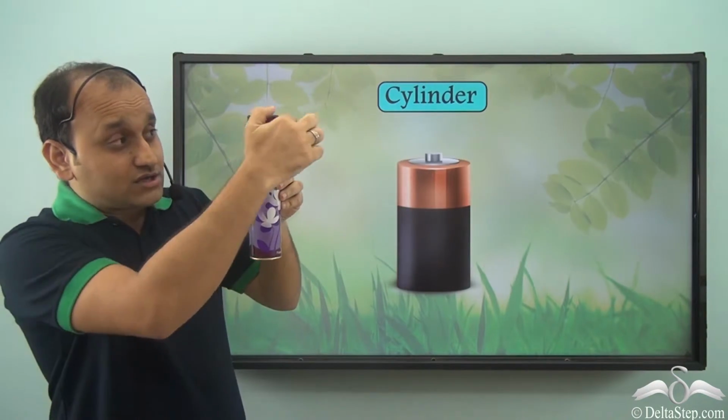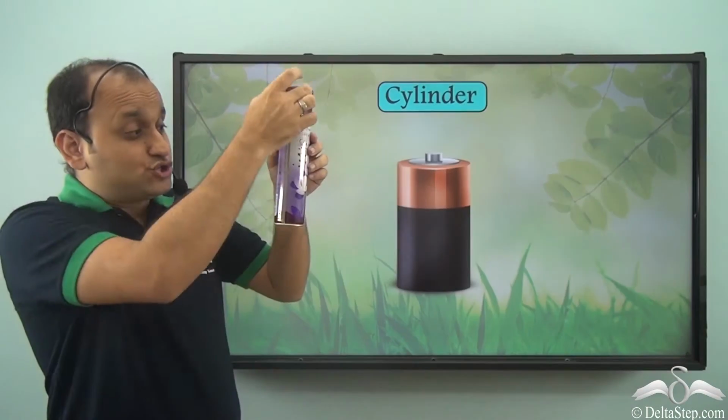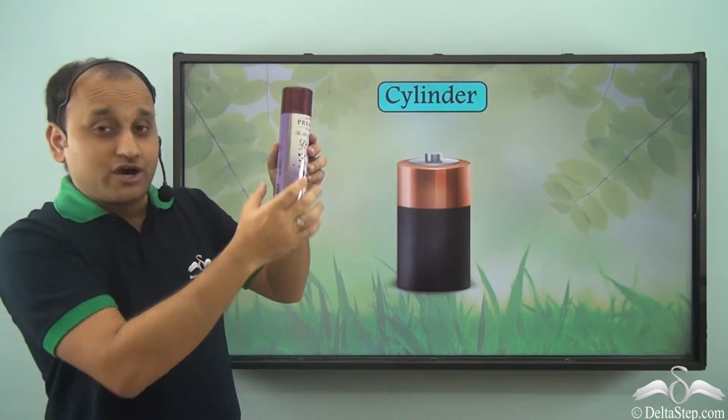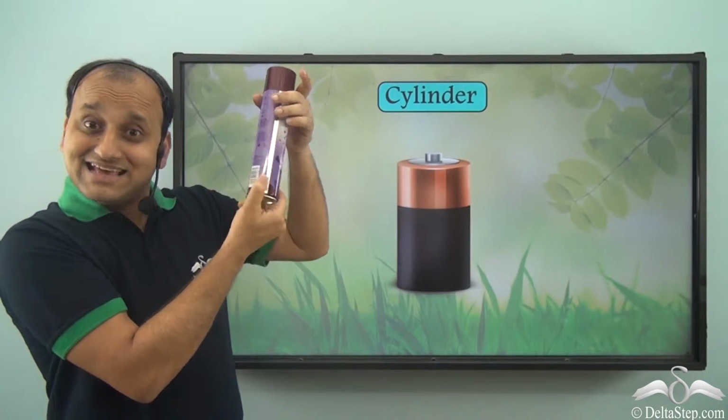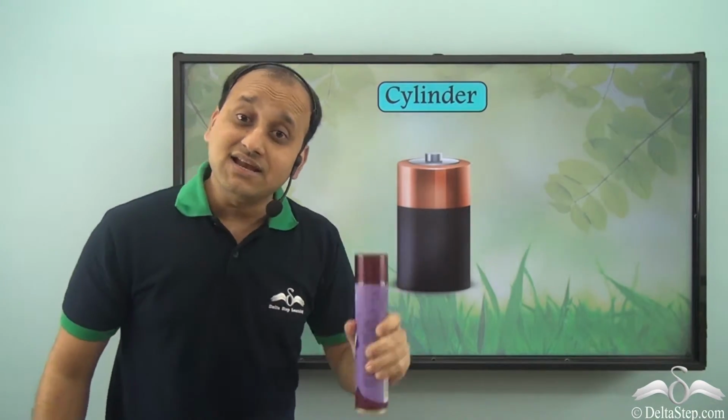So you see, this shape is called a cylinder. So you have two circles and this area is stretched or joins these two circles. So we get this cylindrical shape. So this shape is called a cylinder.